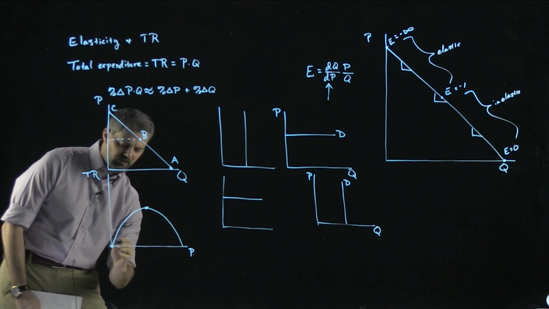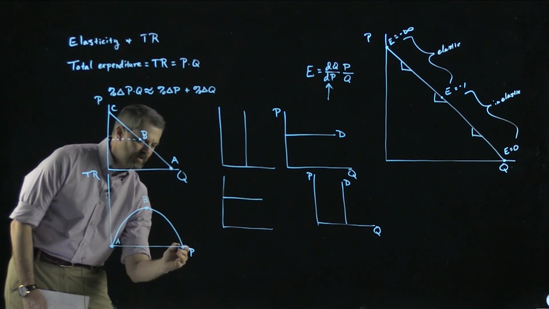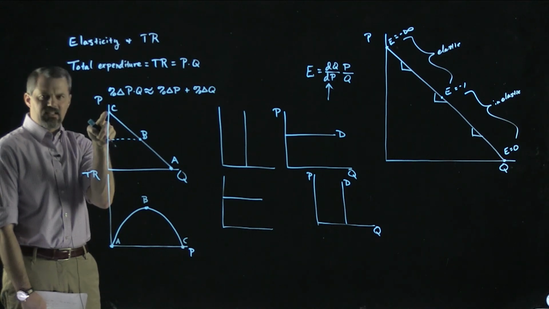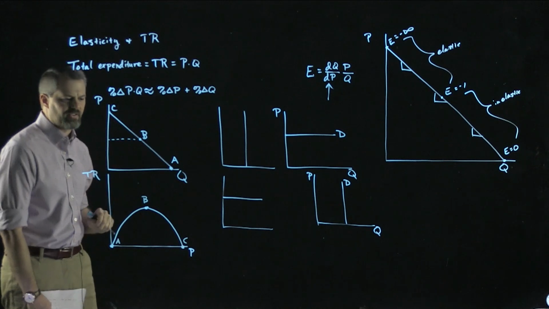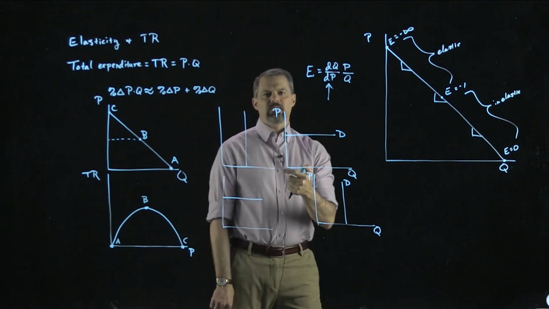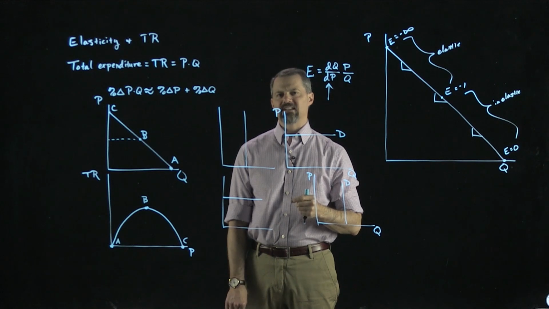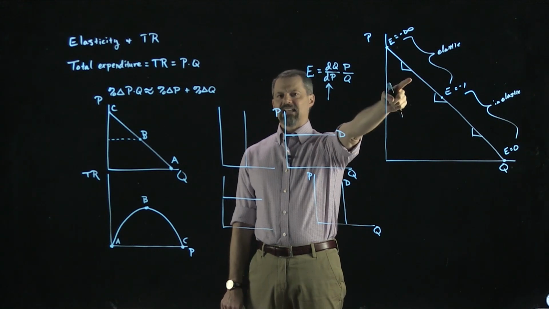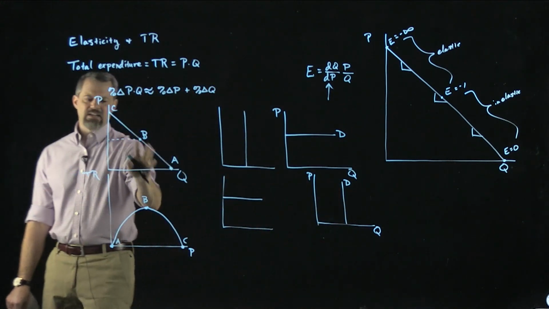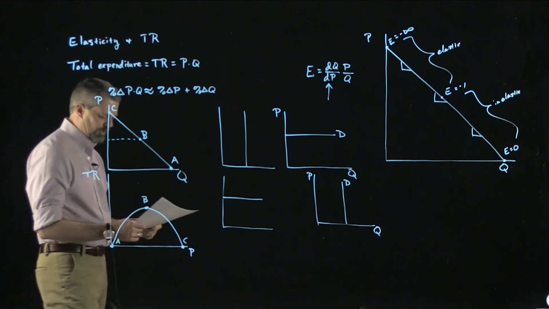So this point corresponds to point A, this point corresponds to point B, this point corresponds to point C, where you've raised price enough that you're not selling any units. And if you're not selling any units, total revenue is 0. So remember the general rule that you learned in your principles class. When demand is inelastic, price and total revenue go in the same direction. But when demand is elastic, price and total revenue move in opposite directions. And so this relationship between price and total revenue is very useful if you're running a firm.